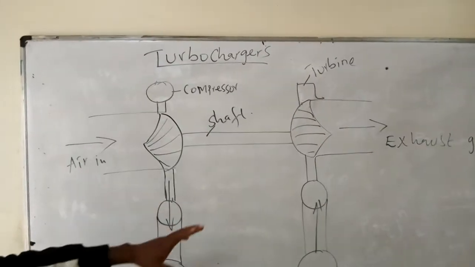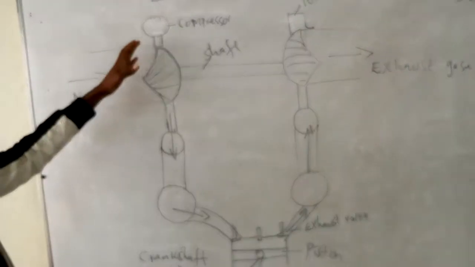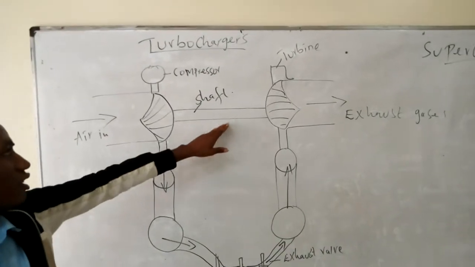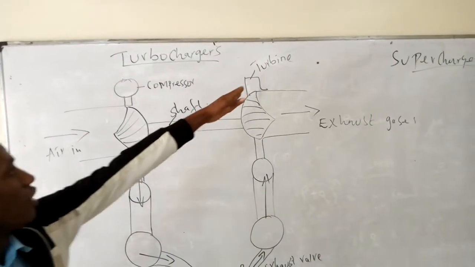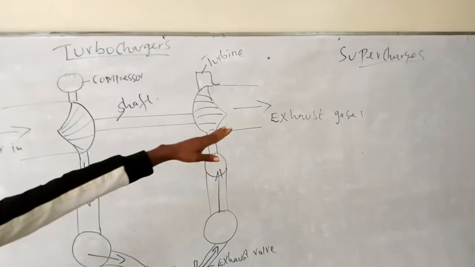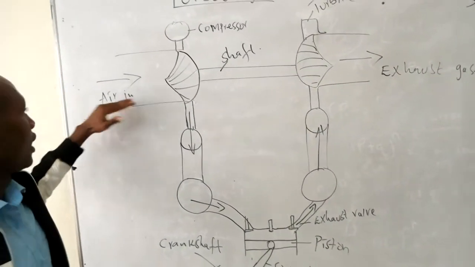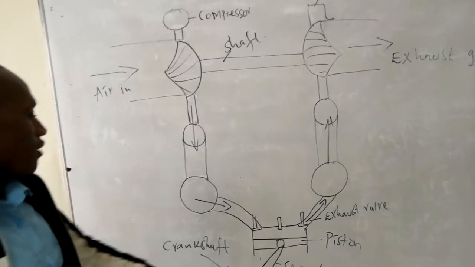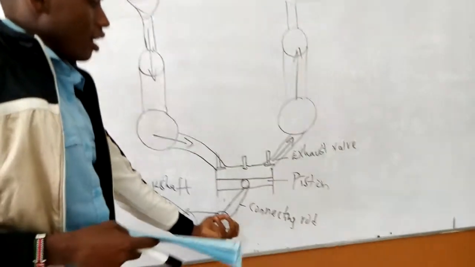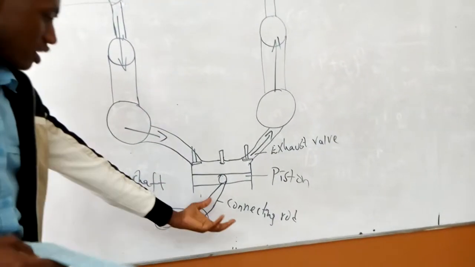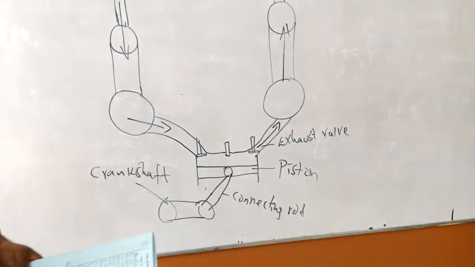You can see the components involved in the turbocharger. We have the compressor being joined by the shaft. To the other end, we have the turbine, with the exhaust gases moving out. We have the inlet, the air getting into the system. We have the piston down here, with the connecting rod and the crankshaft.